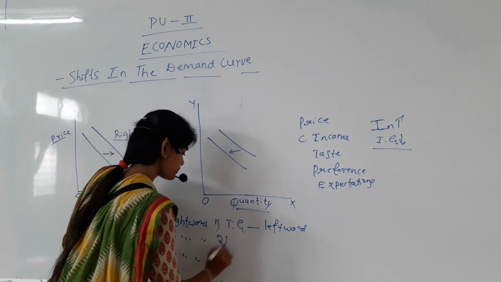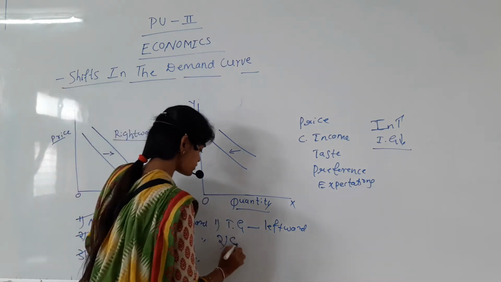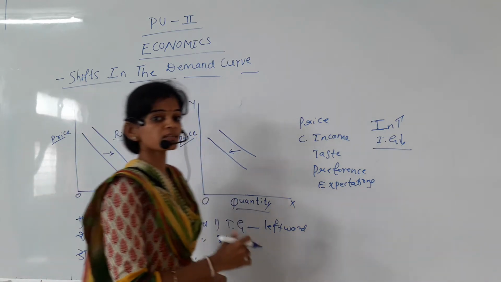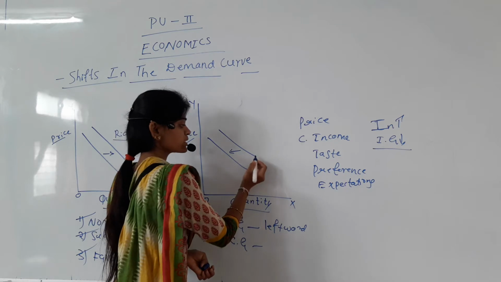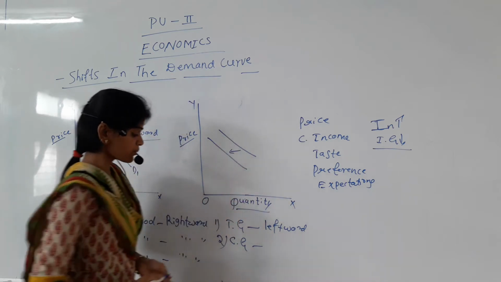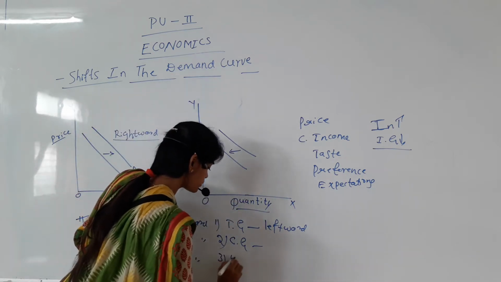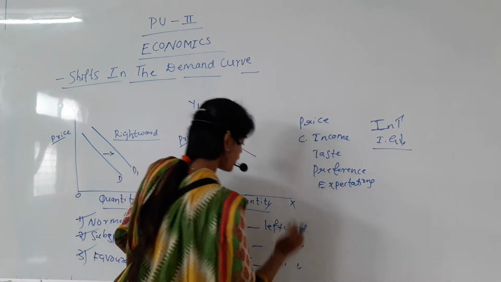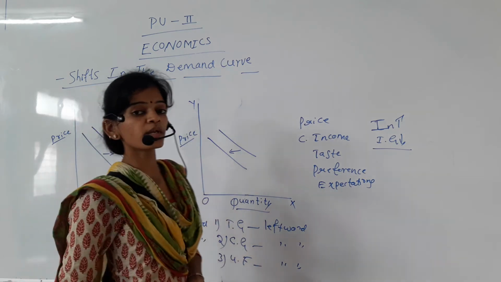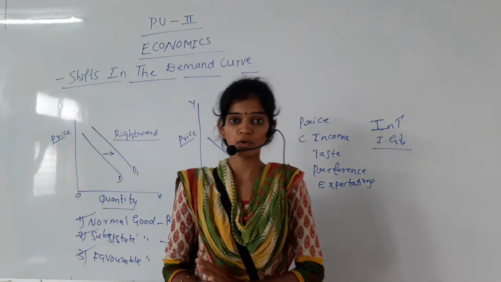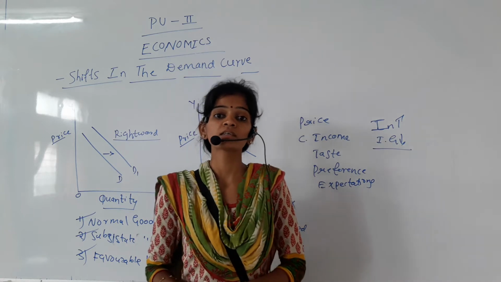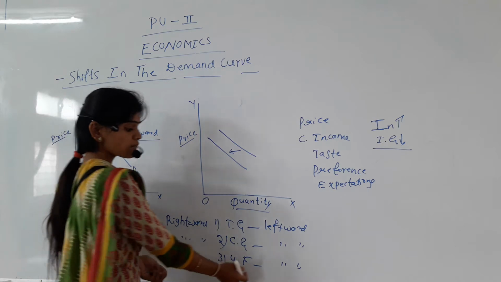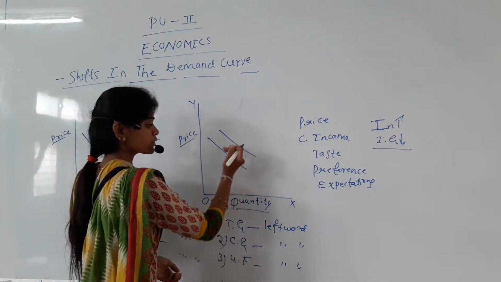Likewise for complementary goods, if our income increases, then the demand for complementary goods decreases. Next, unfavorable goods also shift the demand curve to the left. We know that cold drinks are injurious to health, so it is an unfavorable good. That's why the demand curve shifts to the left.